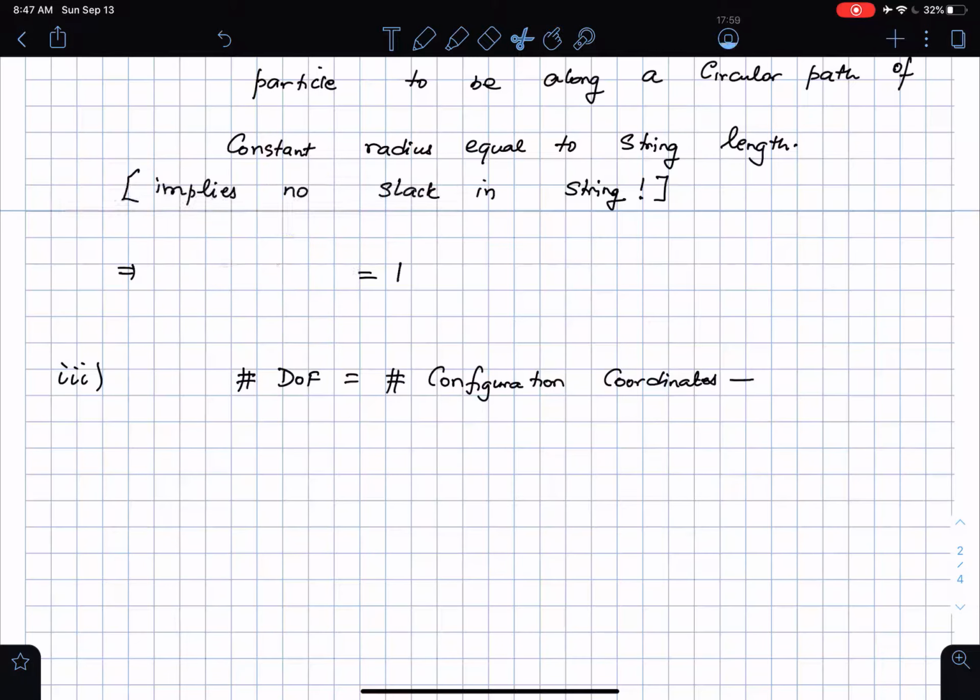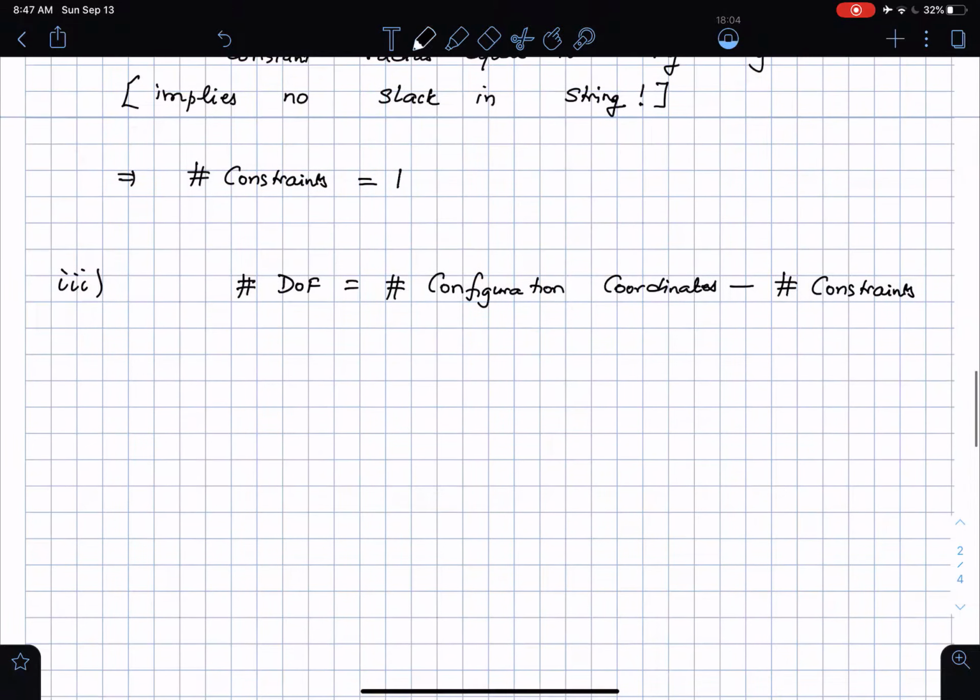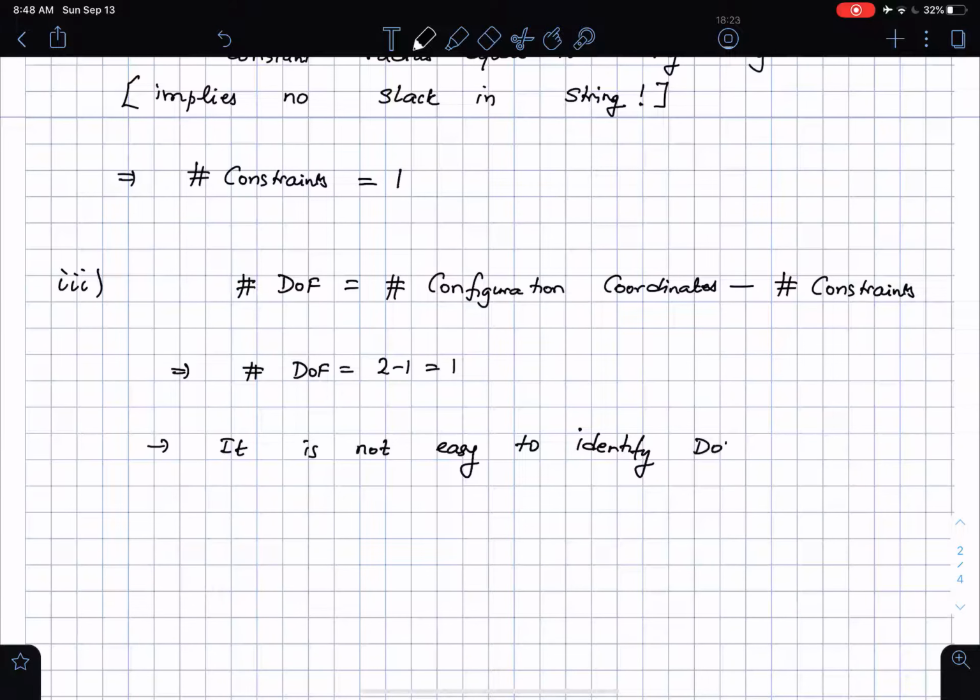Which means that for me, the number of degrees of freedom is equal to 2 minus 1, which is equal to 1. Okay, so in our problem, it is not easy to identify the degrees of freedom. So what is the degree of freedom for us? If I know only one variable, I know the position of the pendulum at all points in time.